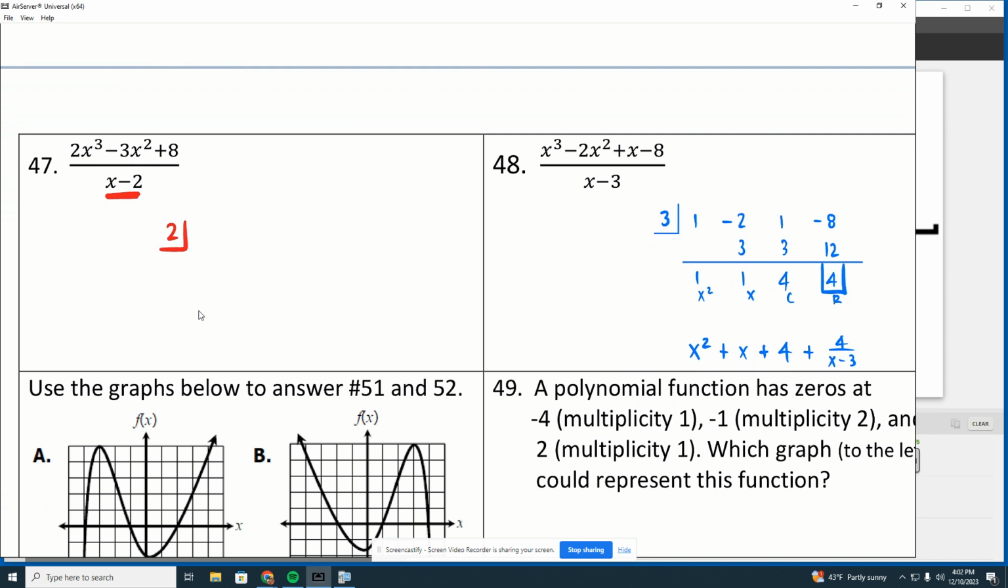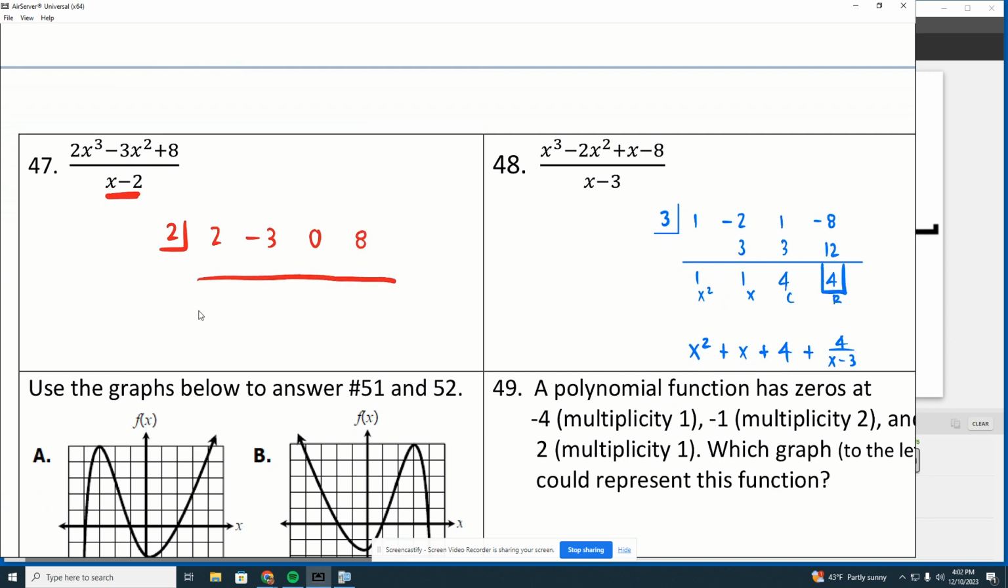And then I can take that numerator, which in this case, the 2x cubed is the biggest term, so I start with it. So the coefficient is 2. Then I work my way down, remember? My x squared coefficient is negative 3. My x coefficient, which is missing, I need to insert a 0, all the way down to my constant 8.